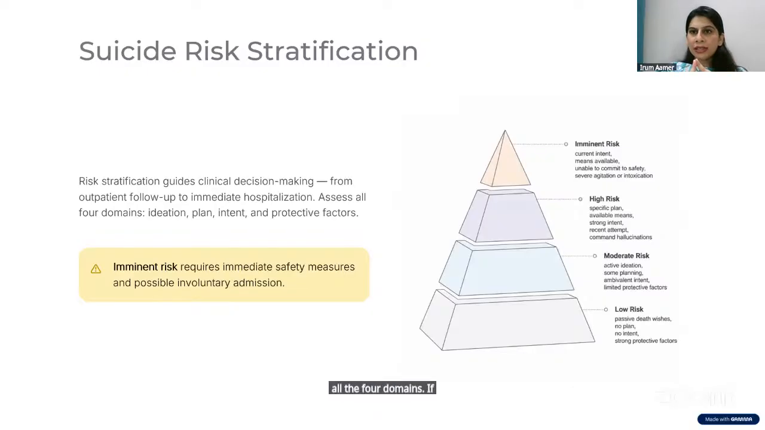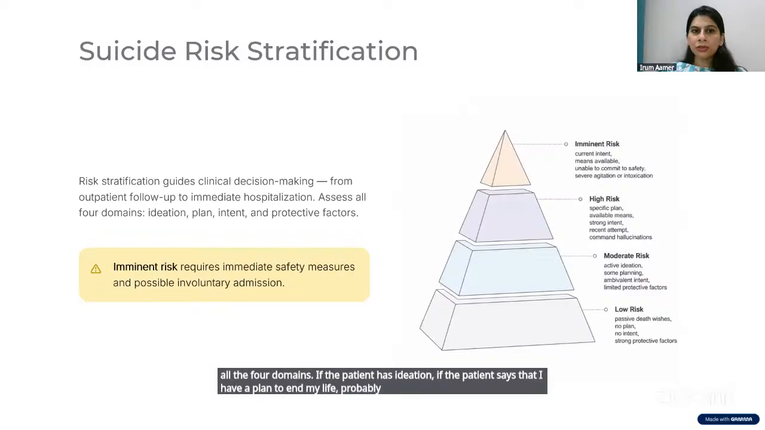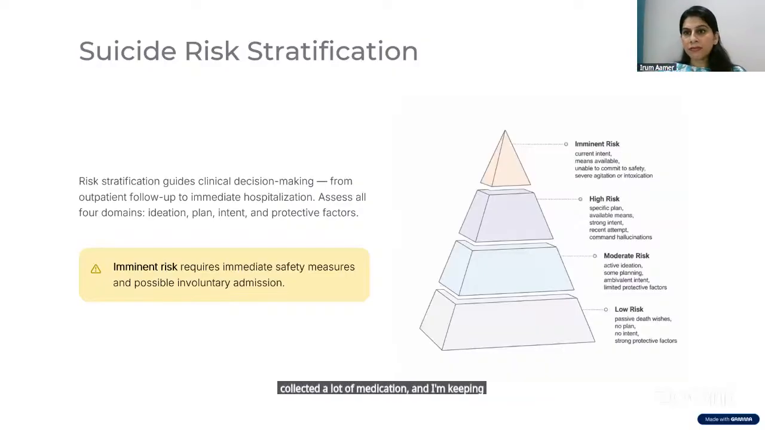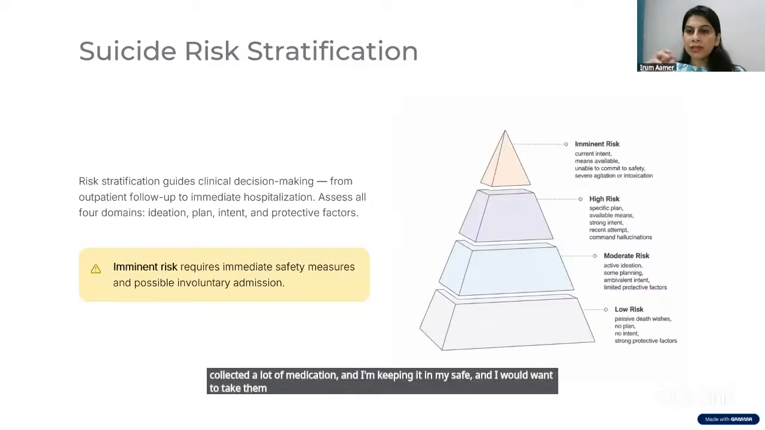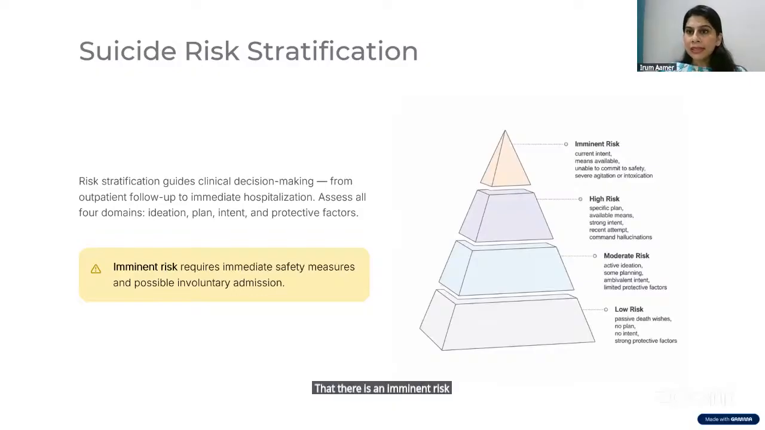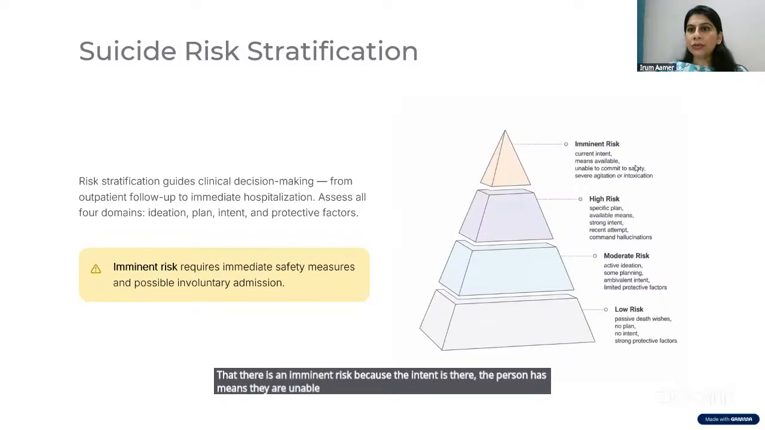If the patient has ideation, if the patient says that I have a plan to end my life probably tonight or probably after 2 days because I have the intent that I do not want to live. I have collected a lot of medication and I'm keeping it in my safe and I would want to take them. Or I have decided when the family leaves at a certain time, I will hang myself, or I have a shotgun and I would like to end my life. All these things would point that there is an imminent risk because the intent is there, the person has means, they are unable to completely get rid of this problem, and they cannot commit to safety at this point.